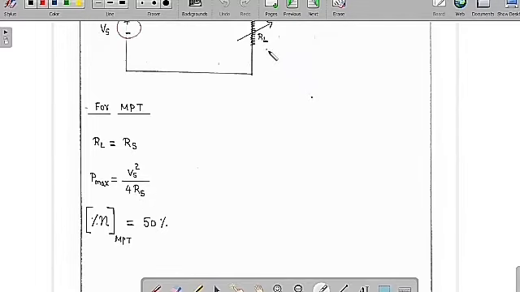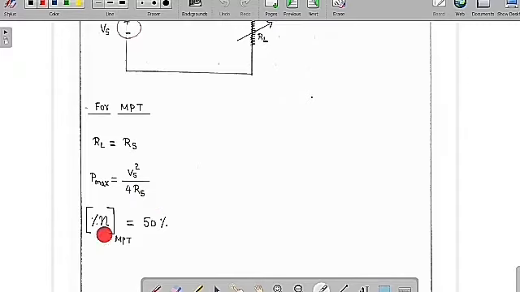So whenever RL is equal to Rs, we are going to get the value of current. With the help of that current, find the value of the power. P is equal to I square RL. You can substitute the current value, and if you solve this, we are going to get Vs square by 4Rs.